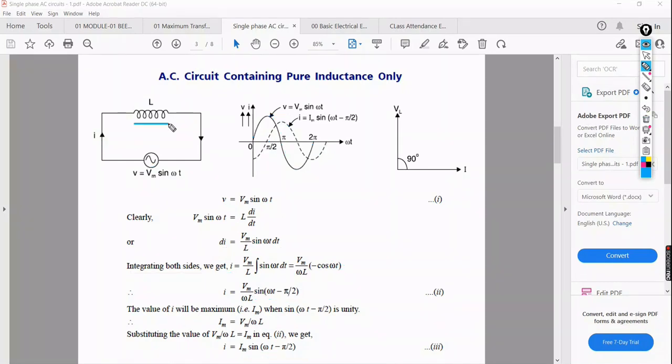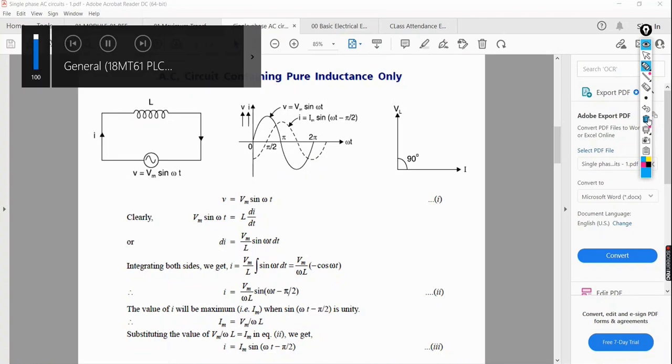Is this clear now? In the case of pure inductance? Nobody is speaking. Whether you are listening or not, I also don't know.